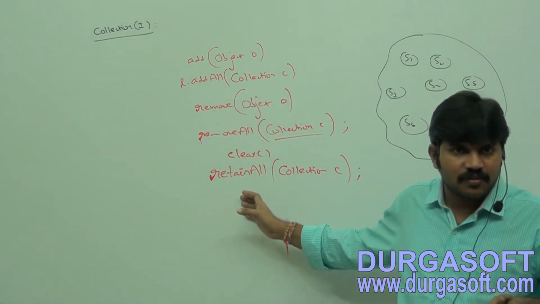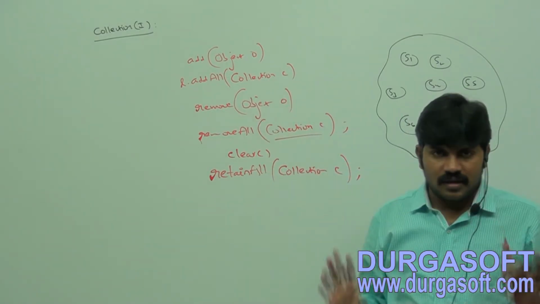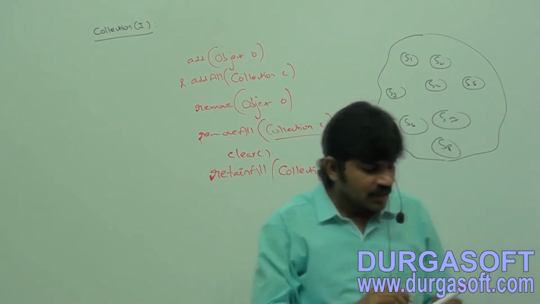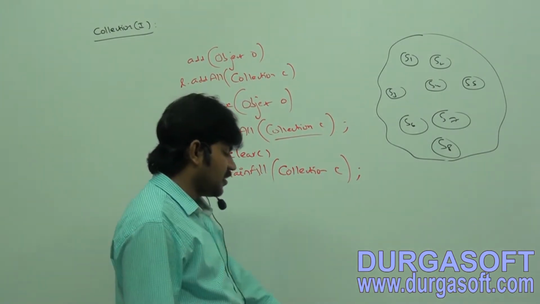Any explanation is required about these four methods? Remove, removeAll, clear, retainAll. Clear for all of you, right? Okay. Now the next methods. This is one set of methods, right?